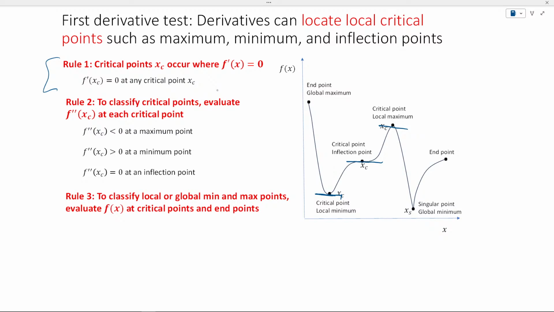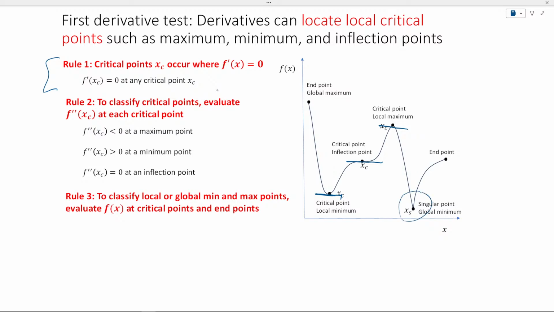And for this, if you want to know whether this is a local min, local max, or inflection point, if your second derivative evaluated at this critical point is less than zero, then this is a maximum point. If it is larger than zero, it's a minimum point. If it's equal to zero, that's like an inflection point.